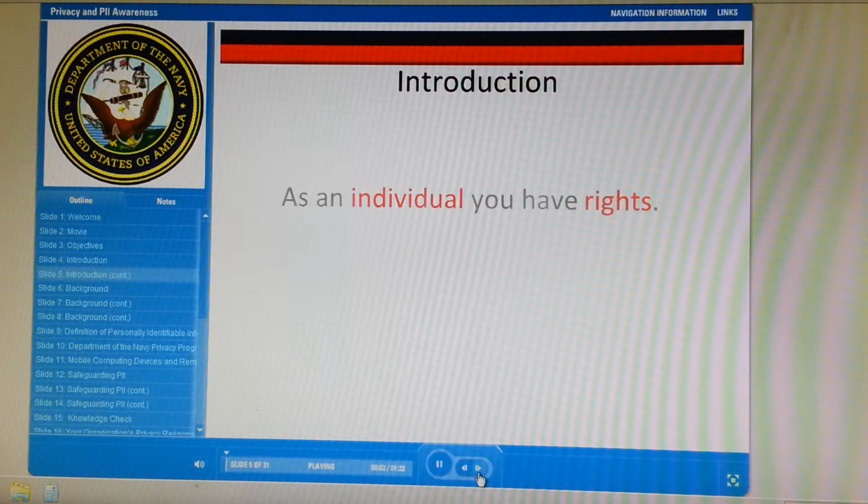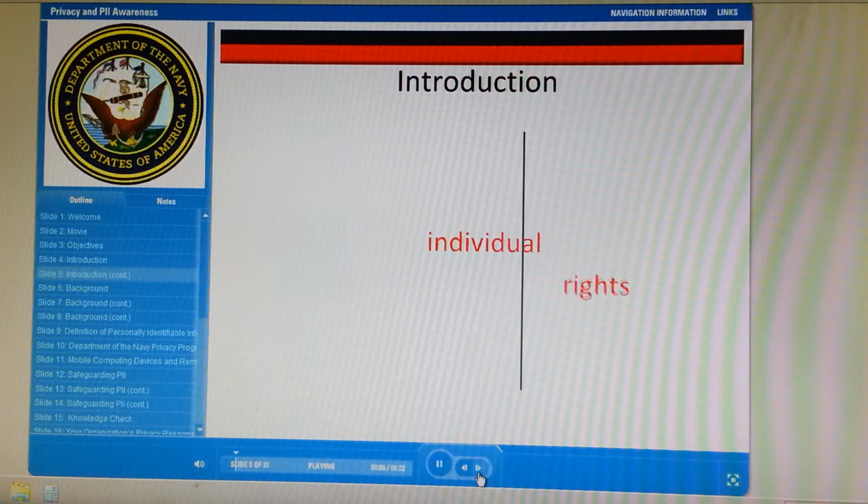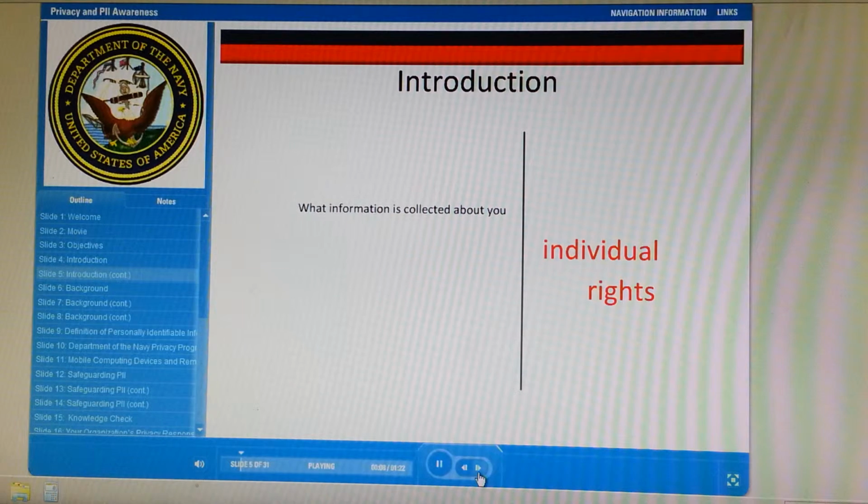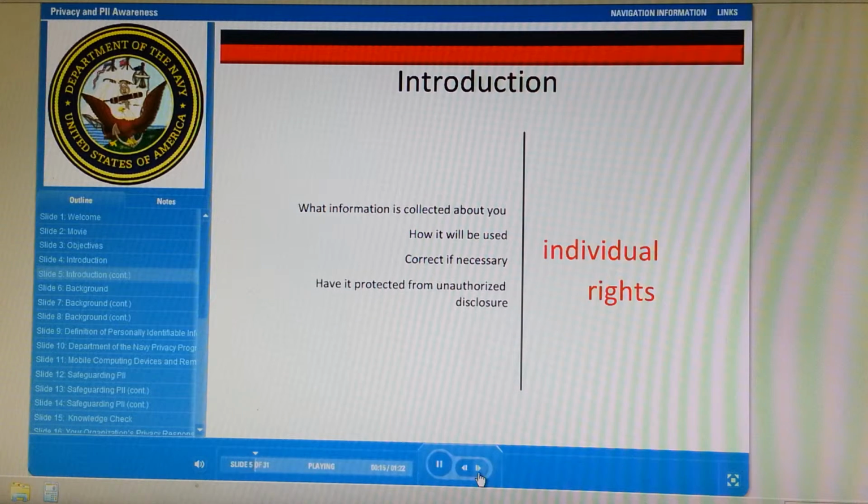In other words, as an individual, you have rights. You have the right to know what information is collected about you, how it will be used and by whom, to have it corrected if it is wrong, and to have it protected from unauthorized disclosure to others.